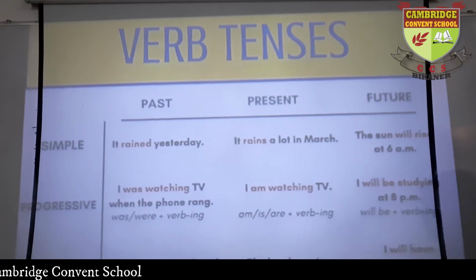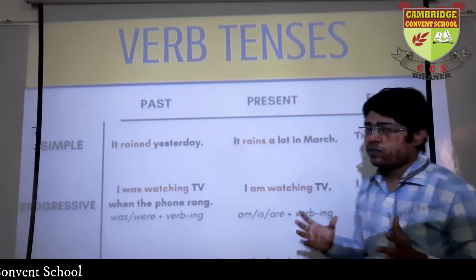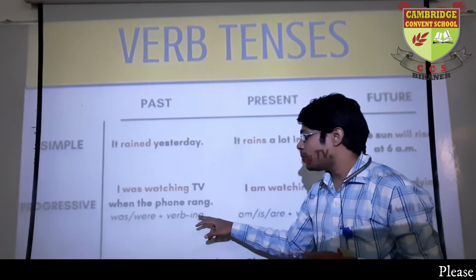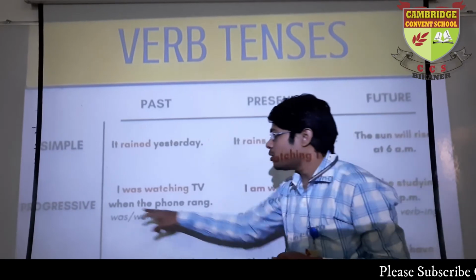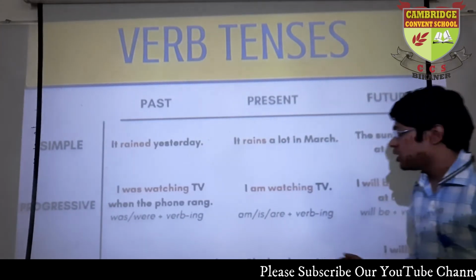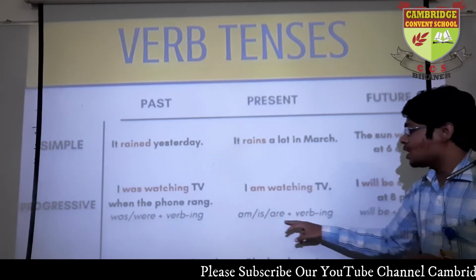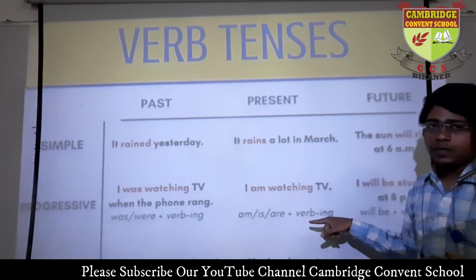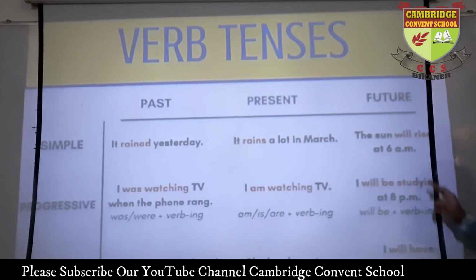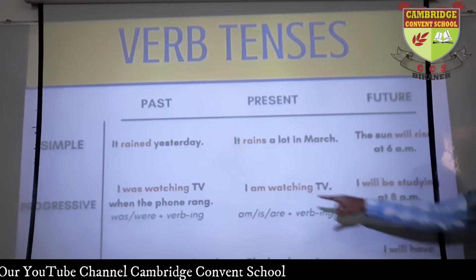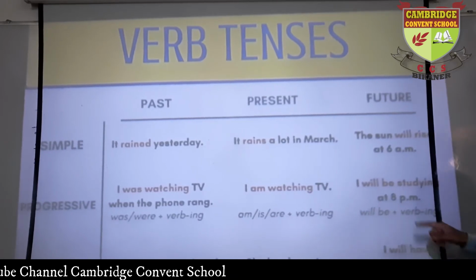So let's discuss the format for a while. Was plus verb's first form plus ing comes in the past progressive tense. Is, am, are plus verb's first form plus ing comes in the present progressive tense. Future: will be plus verb plus ing. This is the future progressive tense.